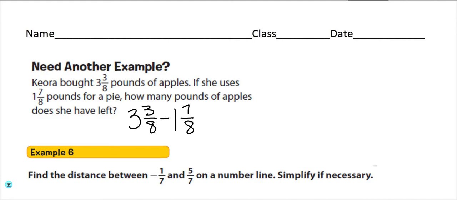Let's take a look. All right, so I have 3 minus 1. Yes, that works. We're all good there. But can I do 3 minus 7? No. So what do I do? I need to borrow. How do I borrow? I subtract 1 off of the whole, which is 2.